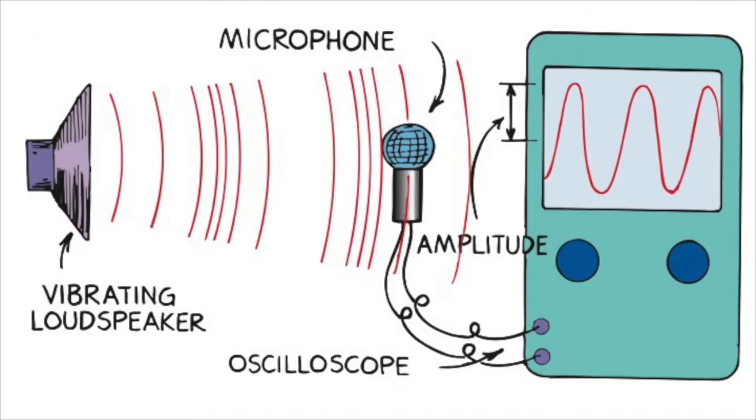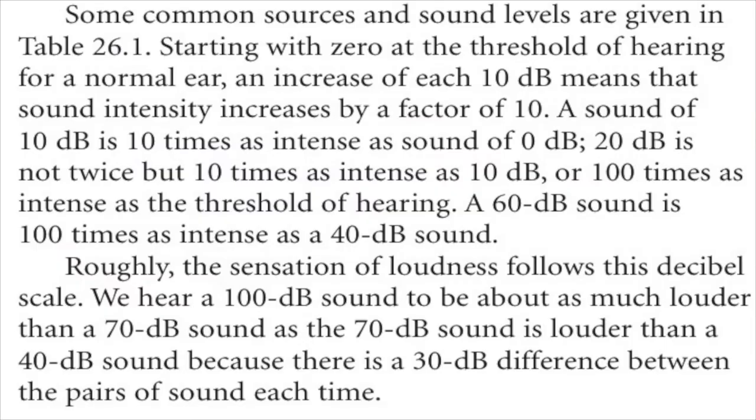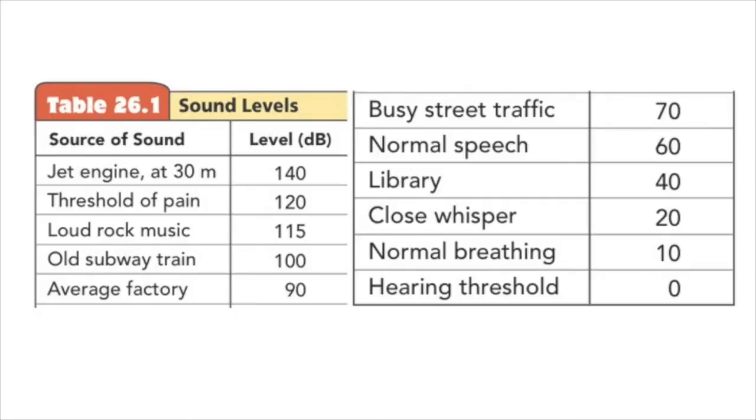The oscilloscope shown in figure 26.7 measures sound. Some common sources and sound levels are given in table 26.1, starting with 0 at the threshold of hearing for a normal ear. An increase of each 10 decibels means that sound intensity increases by a factor of 10. A sound of 10 decibels is 10 times as intense as a sound of 0 decibels.